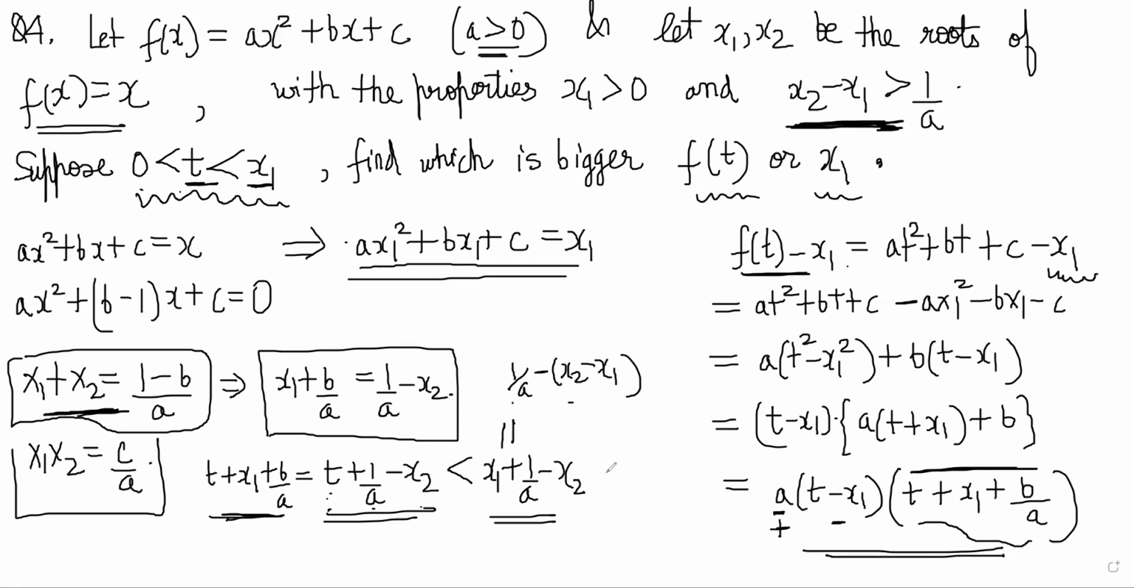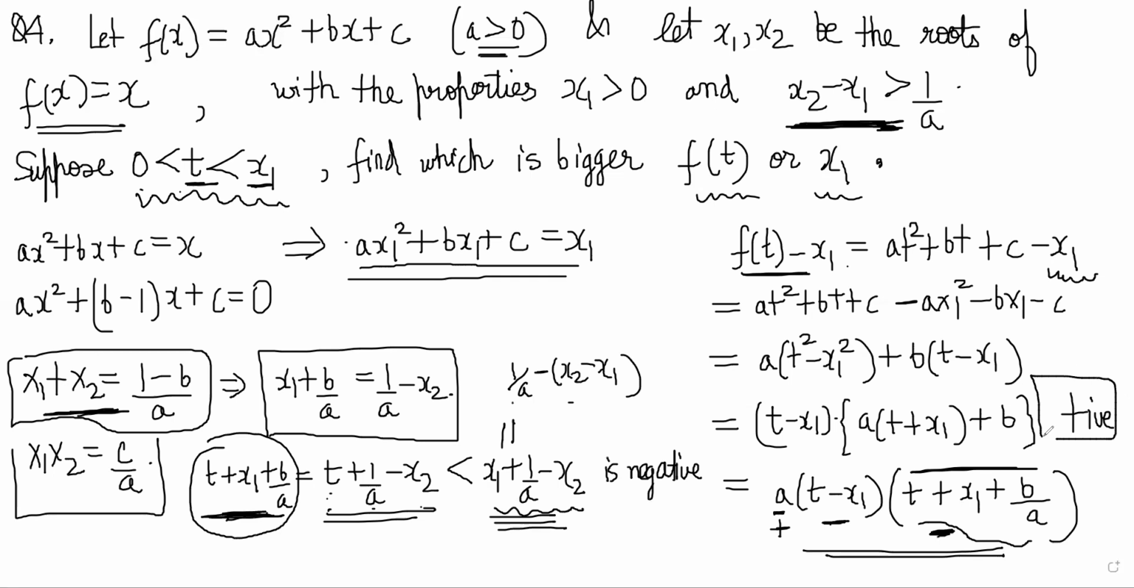So that means this term is negative, right? And the required term is smaller than this, and this itself is negative. So therefore, this term is also negative. This comes out to be negative. So overall, we are getting f of t minus x1 is coming out to be positive.